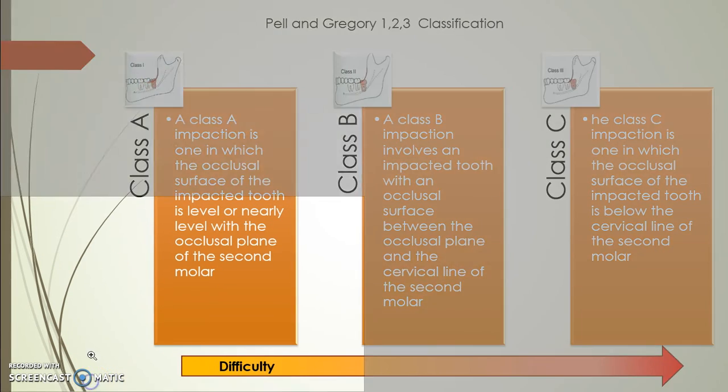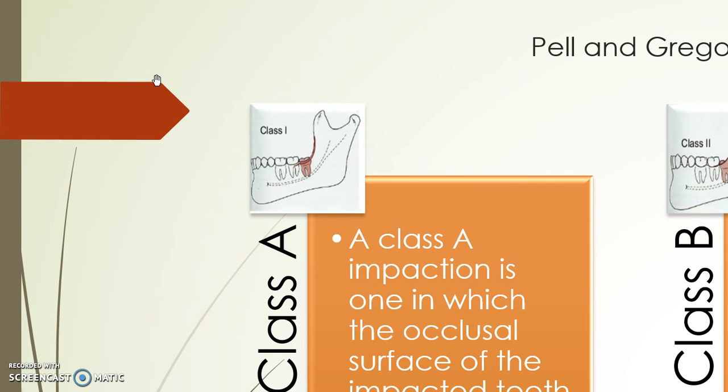Some of you would say, okay, this one just looks like the previous one. No, it's different, because in the previous one we assessed the amount of the crown of the impacted tooth that is trapped in relation to the anterior border of the ramus of the mandible. This one we assess the amount of the exposed crown of the impacted tooth in relation to the occlusal plane of the second molar.